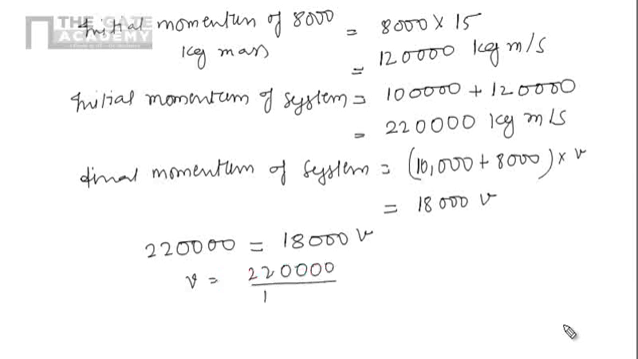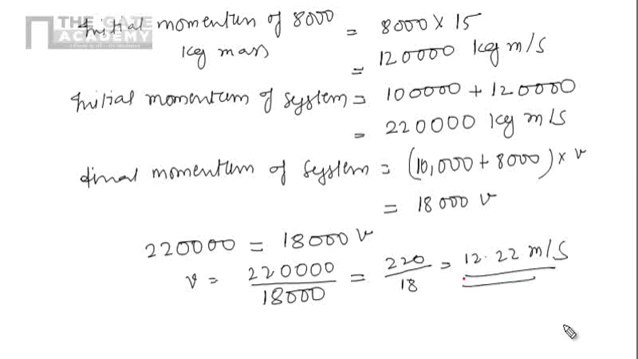So V will be 2200000 divided by 18000. And if you solve it, we get 220 divided by 18, and we get 12.22 meters per second. So the correct answer is 12.22 meters per second.